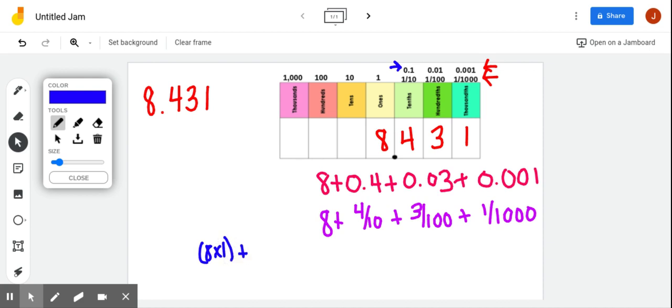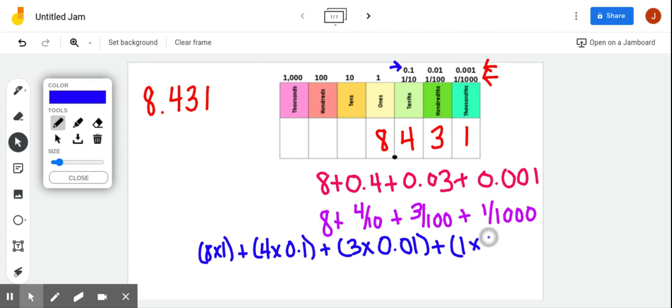Plus, now I'm going to move on over to the 4. And I'm going to say I have a 4 in my tenths place. Plus, I now have a 3 in my hundredths place. So I'm going to take that digit 3 and say that it is in the hundredths place. Finally, I have the digit 1, and I'm going to say I have that digit 1 in the thousandths place, so I'm going to do 1 times 1 thousandth in decimal form.